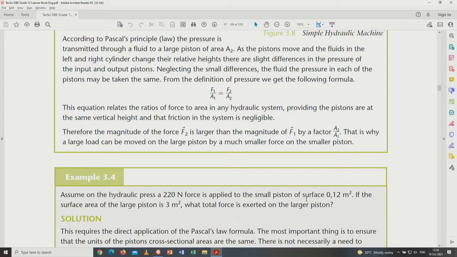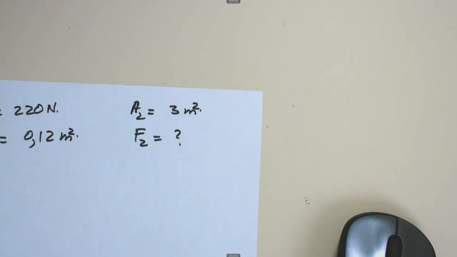The force applied on the small piston, F1, we give it the magnitude of 220 newtons, and the surface area of that small piston, which is A1, will be 0.12 square meters. Now they say the surface area of the large piston, let's call that A2, will have an area of 3 square meters. What total force is exerted on the larger piston? So F2 will be what? I think this will also be a straightforward question.